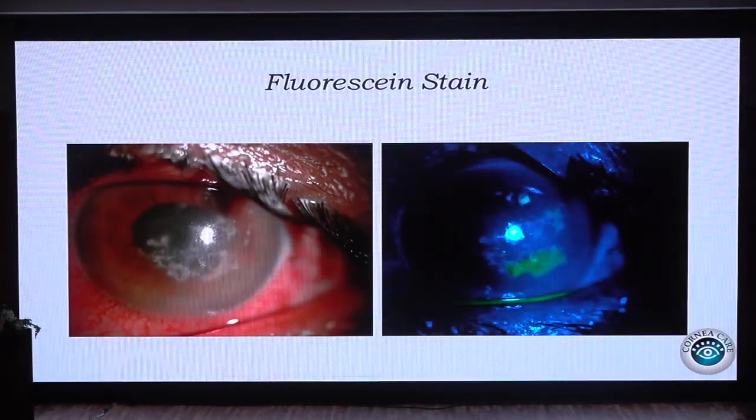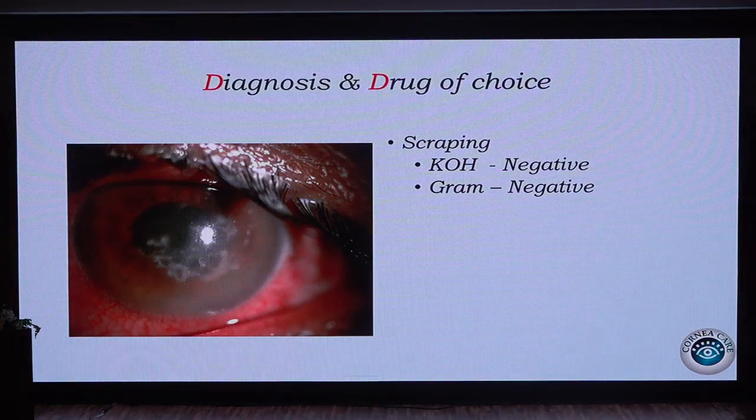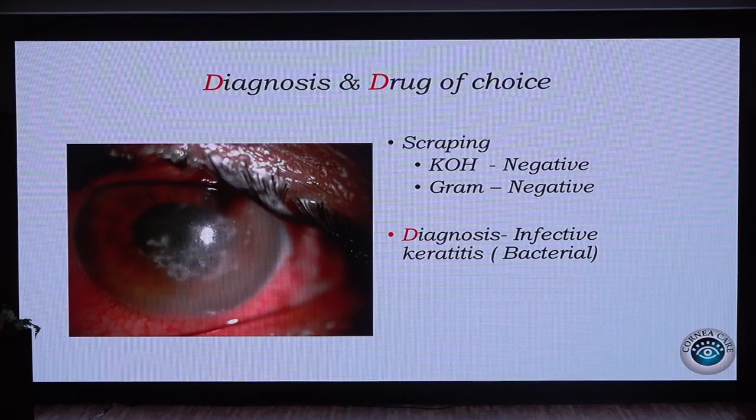And initially always do a stain, know where is the defect, and that is the point from where if you do the scraping, the chances of getting a yield will be maximum. So we did scraping, both KOH and gram were negative. So as we usually do, if both are negative, we treat it as a bacterial ulcer. So we thought that, okay, we will treat it as a bacterial ulcer.